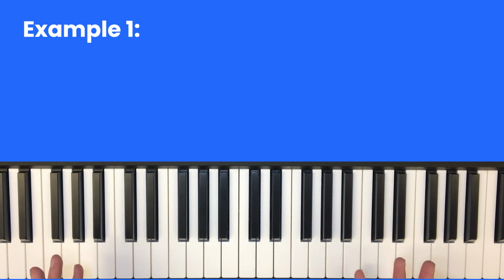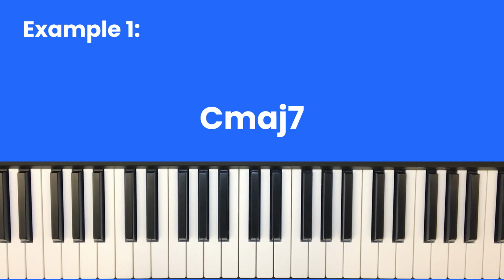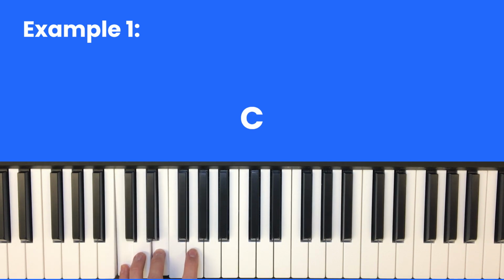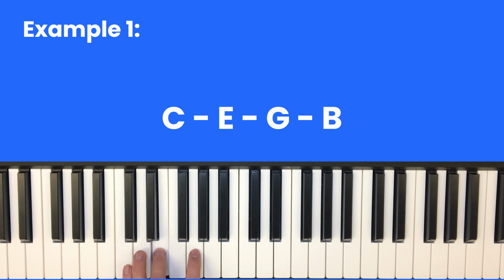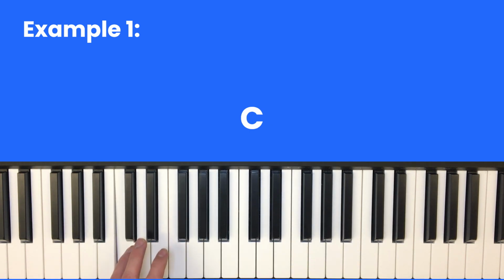So for our first example, we're going to use C major 7. That contains the notes C, E, G, and B. Those are going to be the bass notes for our chord progressions: C, E, G, and B. Okay, so let's get into it. We'll start with our C chord.